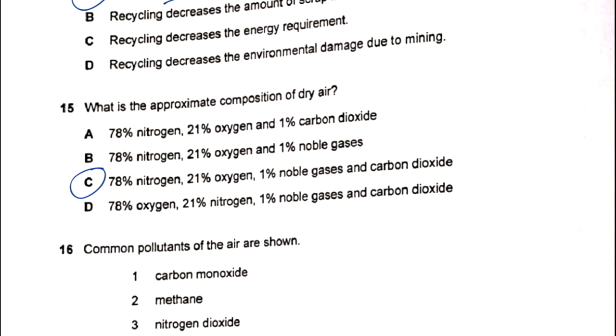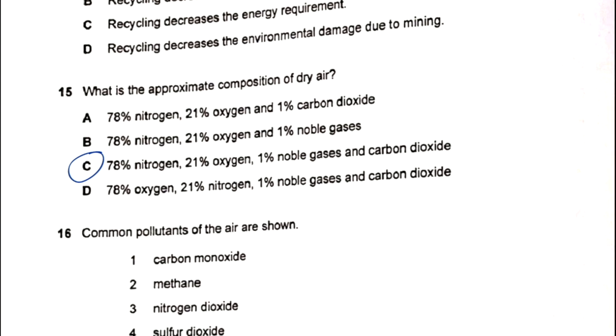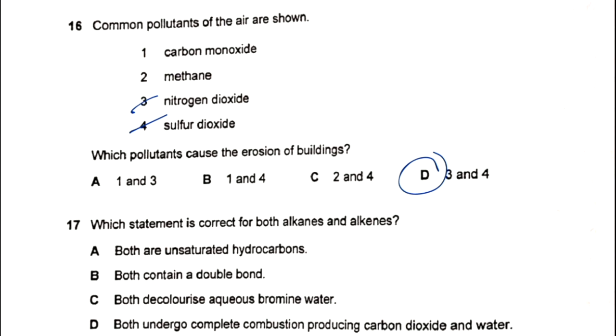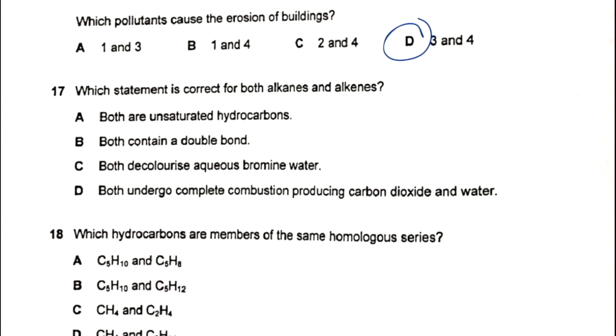Next one. Common pollutants are shown. Which one causes erosion? This is memorized as well. So the one that causes erosion is these two. So the answer is 3, D. Which is correct for alkane and alkene?